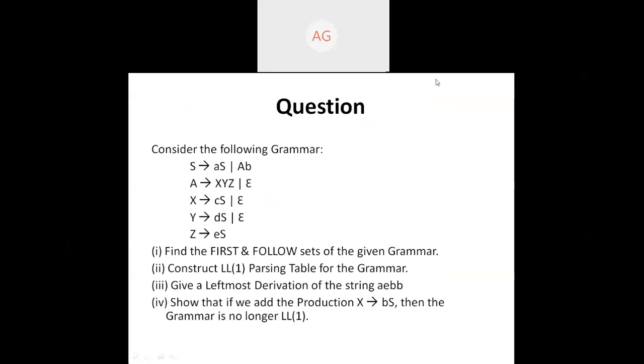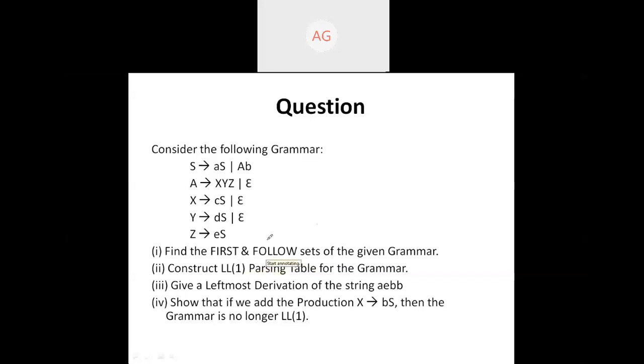This is the question I already gave you in the assignment. This question is basically about top down parsing. In your assignment, many of the students have given the wrong answer to this question. Four parts are given in the question, and I think many of the students did not answer all four parts correctly.